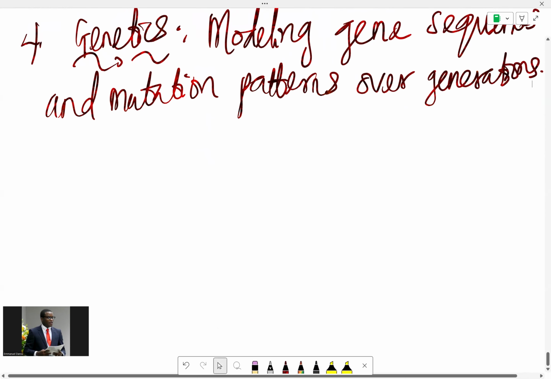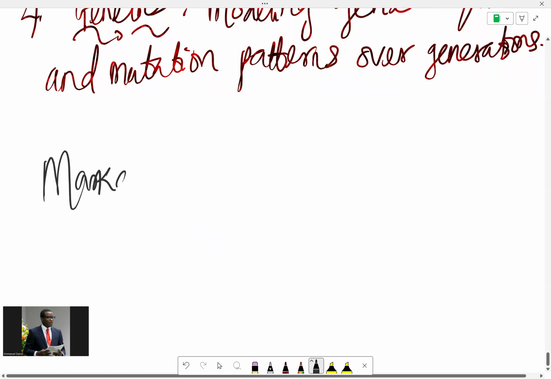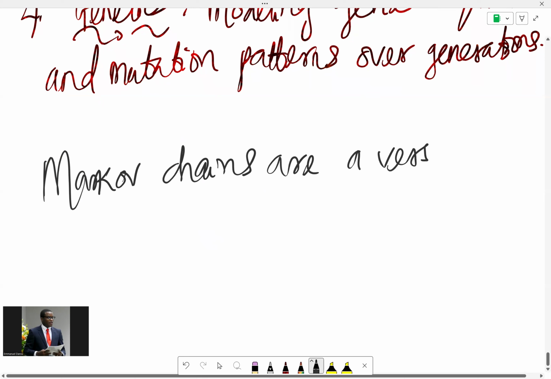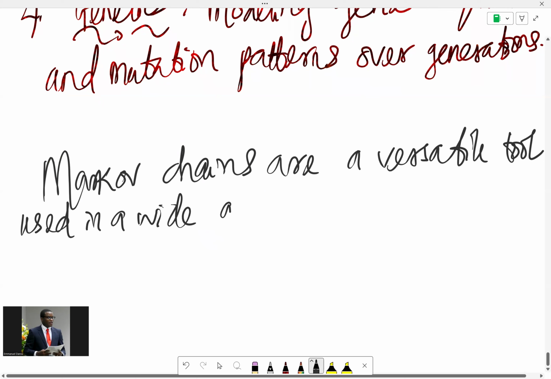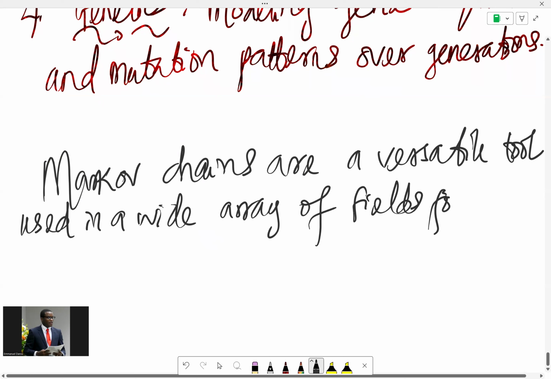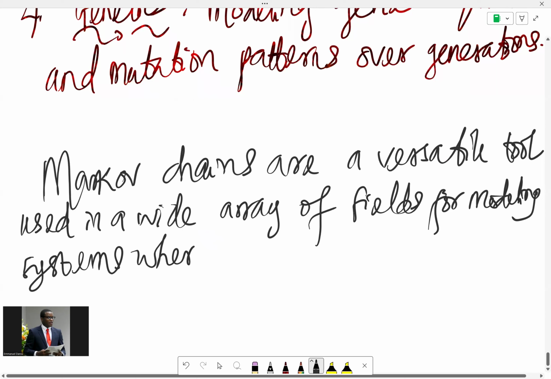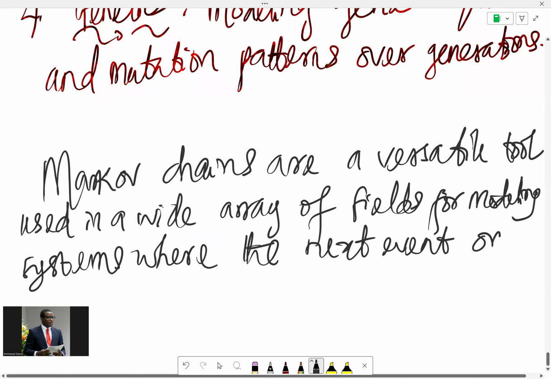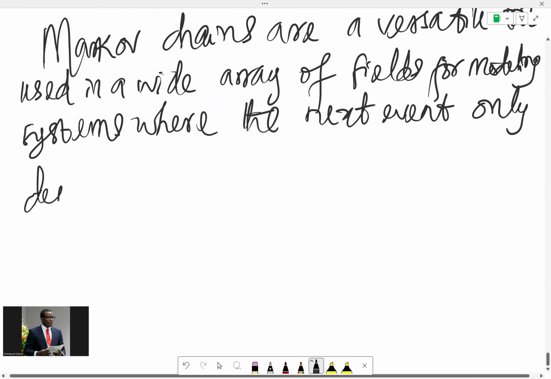So in all, you can see that Markov chains are a versatile tool used in a wide array of fields for modeling systems where the next event only depends on the current state.